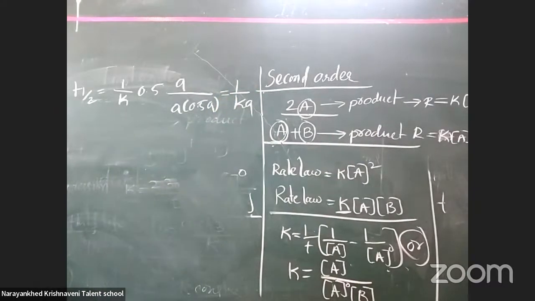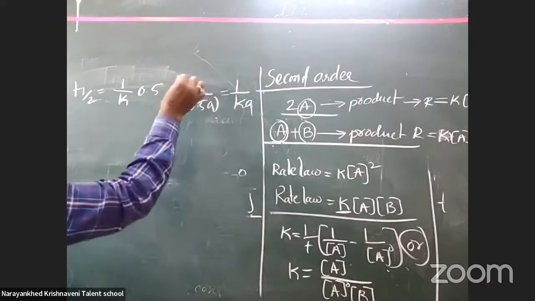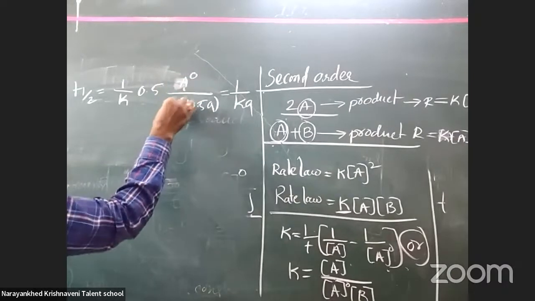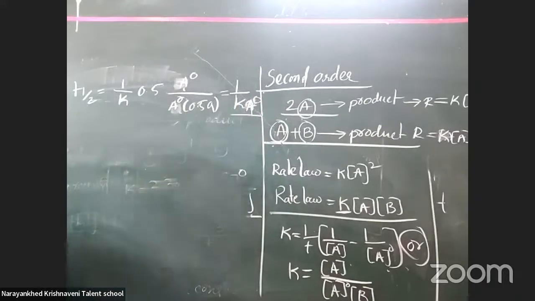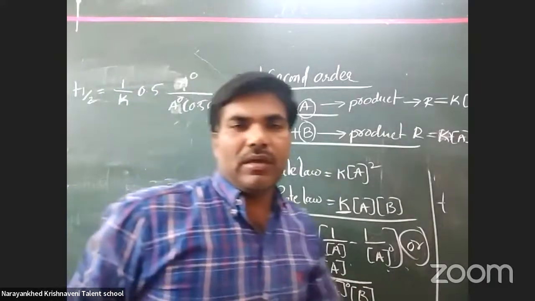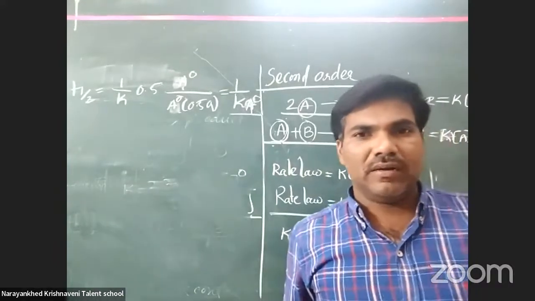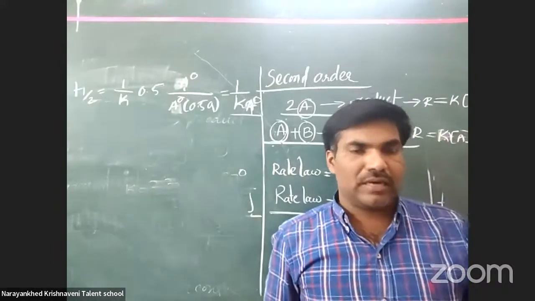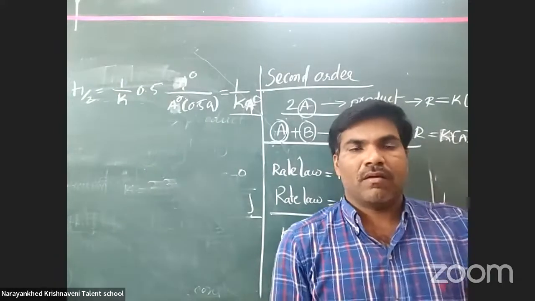Is it clear for all the students? Only the half life here. Here A is the initial concentration, this is A naught. Like that it is also possible to write. This is about the second order reactions. Got it or not? I hope you got it. Yes, thank you.